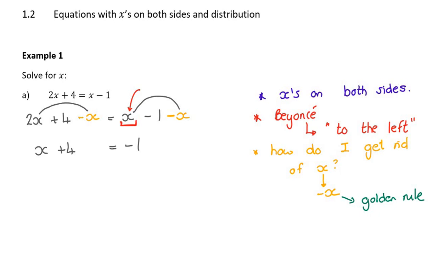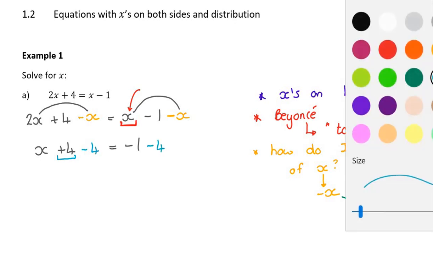And the moment I've got my letters to the left, Beyonce, all I need to do now is go back to the type of equations I was doing in the introduction, in that I simply need to get x by itself. So now I have to say to myself, how do I get rid of adding 4? I'm going to subtract 4, but I'm going to do the same thing to both sides.